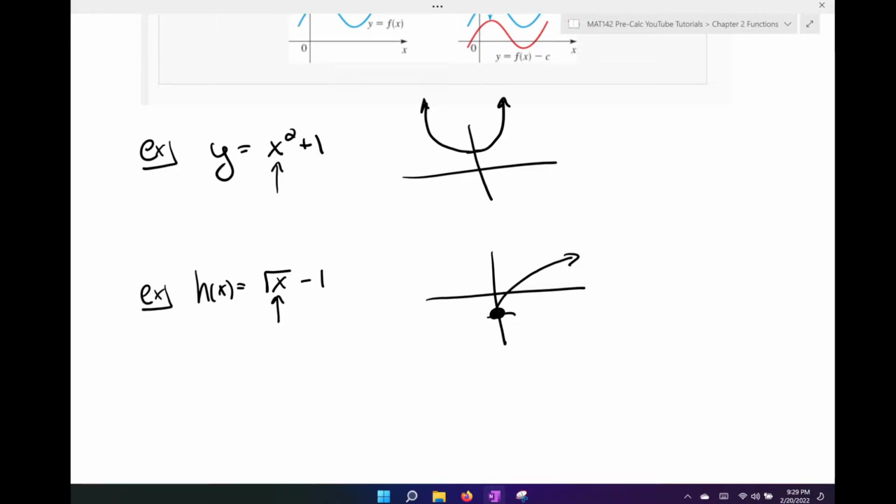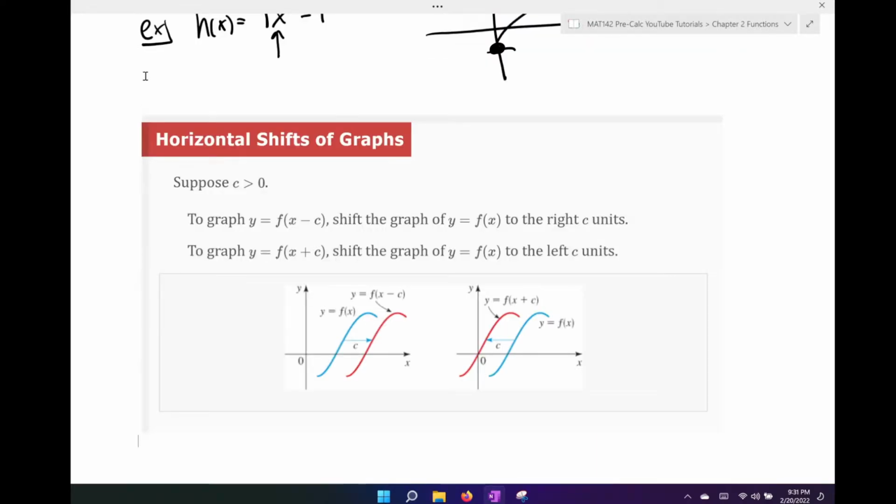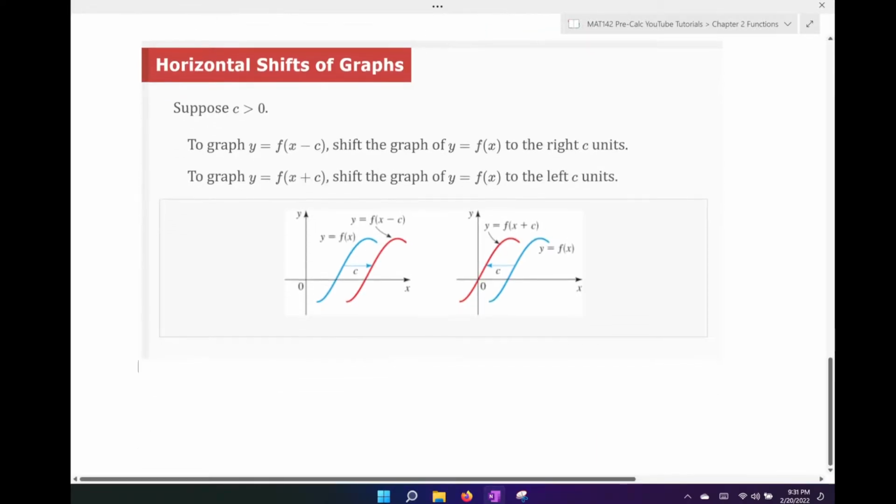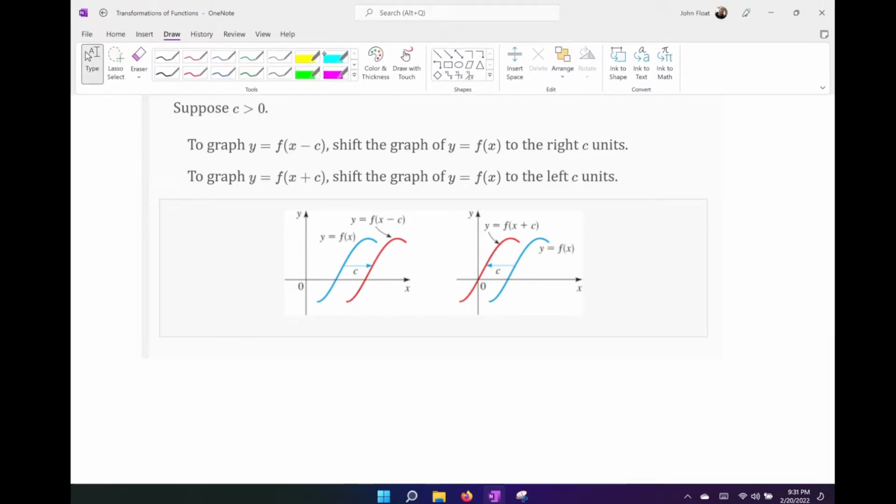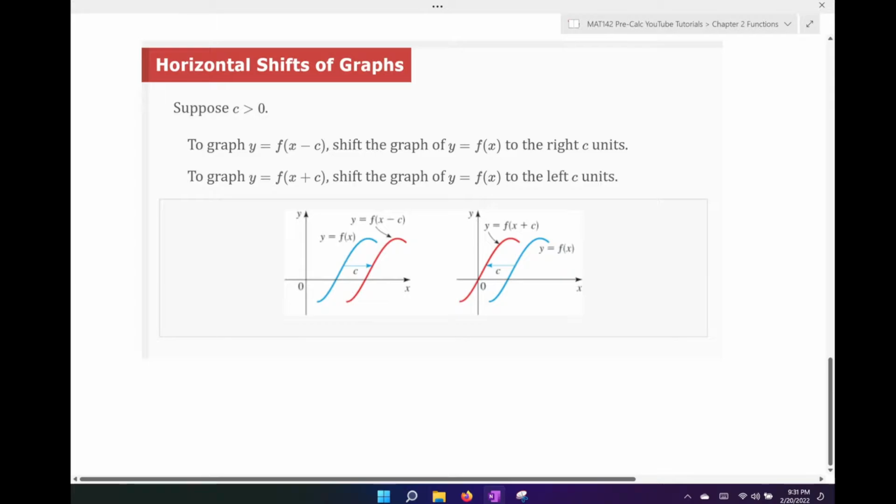Now, the next type of translation, or the next type of shift we're going to be looking at, would be a horizontal shift. Here's our horizontal shift. Now, notice here, and this one, you really got to be careful with it, okay? Because we're going to suppose c is greater than 0, and what we're looking at is just the value of c. So, if you have y equals f of x minus c, you're going to shift the graph to the right c units, and then if you have plus c, you're going to shift it to the left c units.